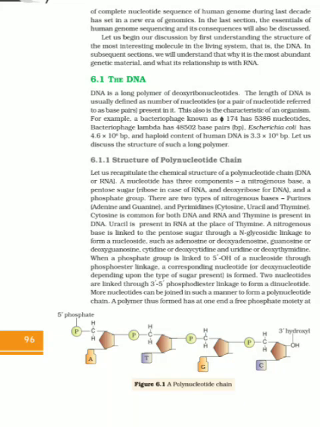When a phosphate group is linked to the 5'-OH of a nucleoside through a phosphoester linkage, a corresponding nucleotide or deoxyribonucleotide, depending upon the type of sugar present, is formed. Two nucleotides are linked through a 3'-5' phosphodiester linkage to form a dinucleotide. More nucleotides can be joined in such a manner to form a polynucleotide chain.